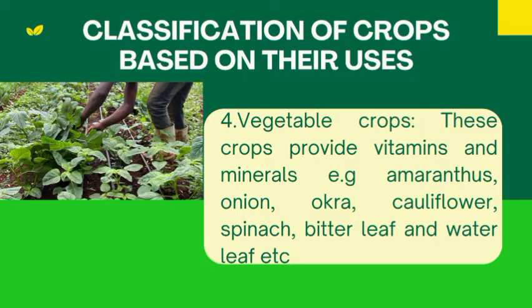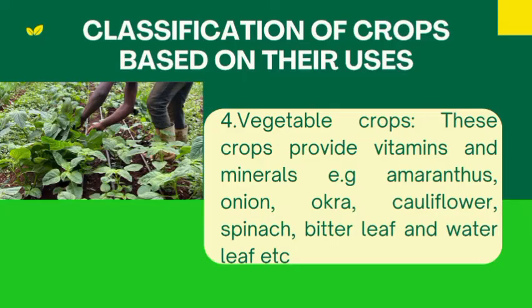For instance, for your eyes to work properly, your body needs what? Vitamin A. You need vitamin A. So all this can be derived from vegetable crops. You need vitamin C, you need vitamin D, vitamin E. All these things are required in small quantities in order to ensure healthy living for every human being.